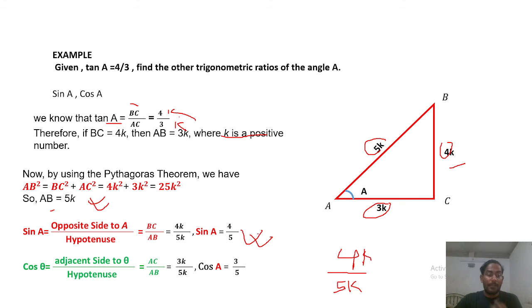In a similar fashion, cos theta is the adjacent side divided by the hypotenuse. The adjacent side is 3k, divided by the hypotenuse, that is 5k, right? So k gets cancelled and we get 3/5. In this way we can find the trigonometric ratios, right?